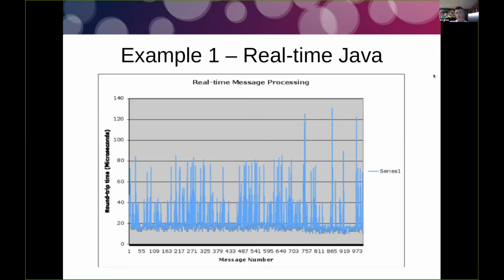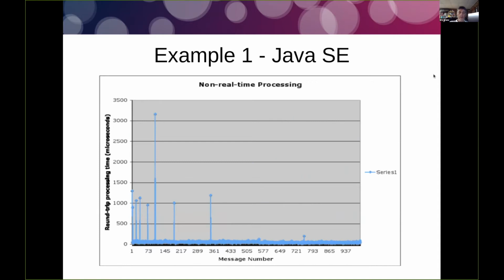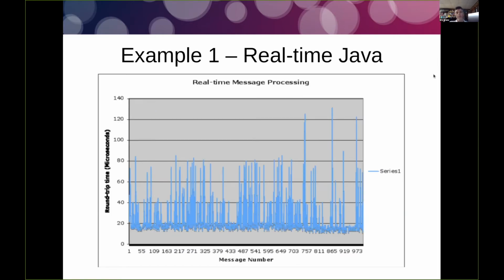That's the difference between a real-time VM and the standard VM. These outliers are nonexistent compared to what you saw in Java SE. All the time you get this behavior, not just the average.